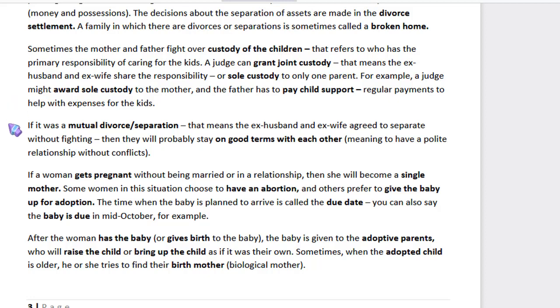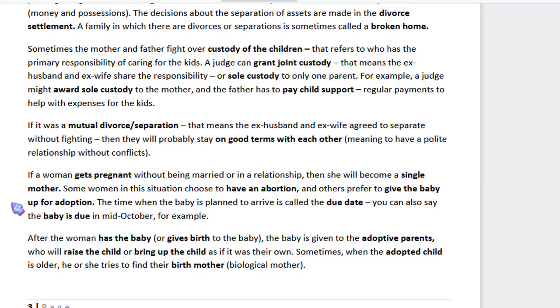If it was a mutual divorce or separation, that means the ex-husband and ex-wife agreed to separate without fighting, then they will probably stay on good terms with each other, meaning to have a polite relationship without conflicts. If a woman gets pregnant without being married or in a relationship, then she will become a single mother. Some women in this situation choose to have an abortion, and others prefer to give the baby up for adoption.